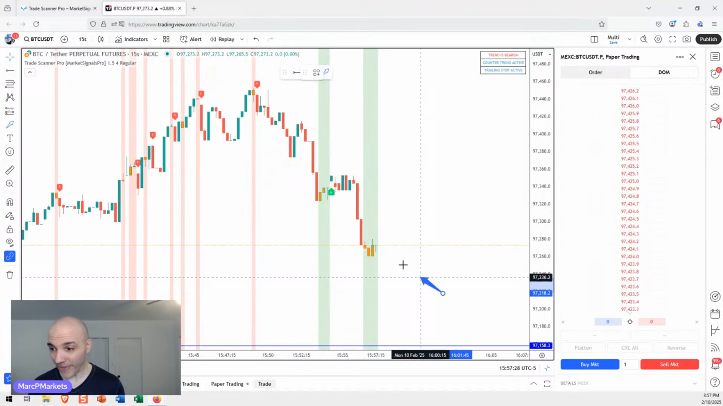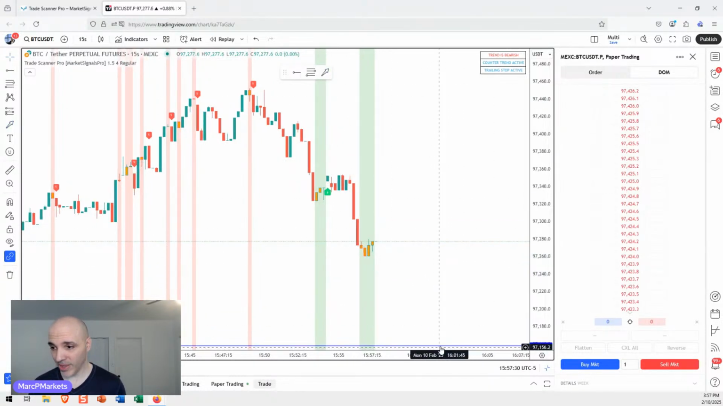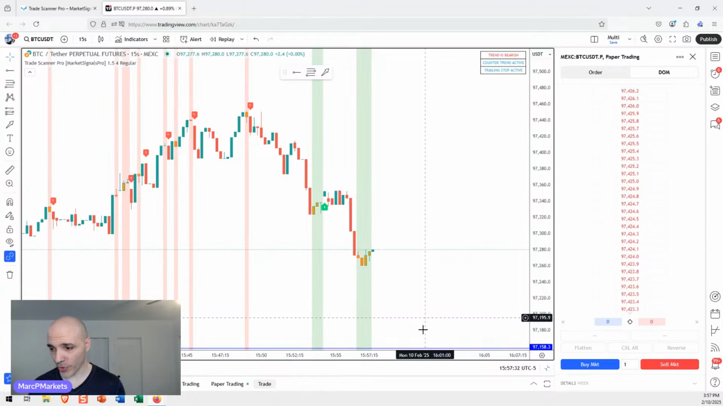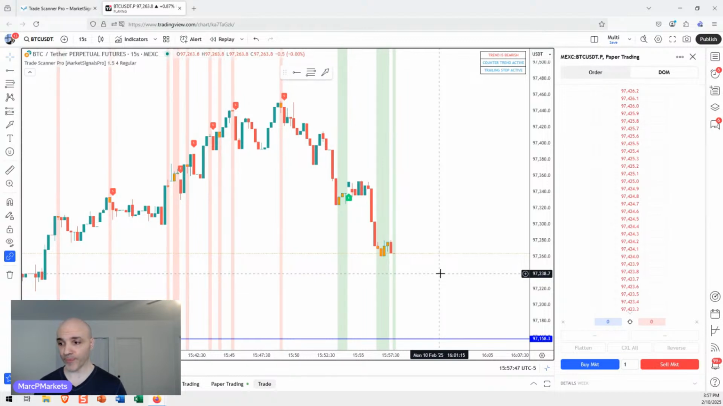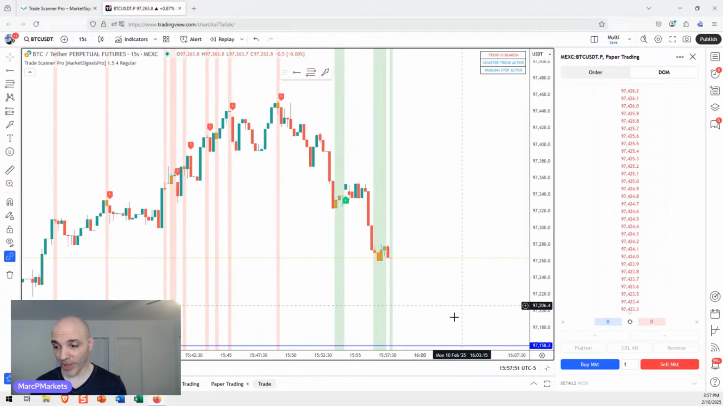Keep in mind, I'm on a 15-second chart. So this is a very hard chart to trade. It's very noisy. Things change a lot. You say, well, why are you using it? Because I want to show you examples of how the Trade Scanner Pro works. And believe it or not, I pick up a lot of good trades. If you look at my previous weeks, I pick up a lot of good trades using a 15-second or a 30-second chart with relatively low risk.